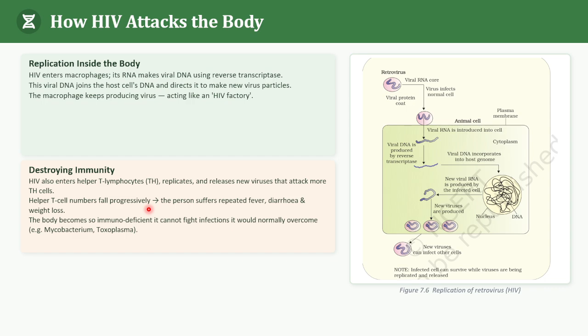So HIV RNA uses reverse transcriptase and forms the viral DNA, which enters the host DNA. New viruses are formed, and they attack the helper T cells. Because the helper T cells decrease, the immune system becomes weak.